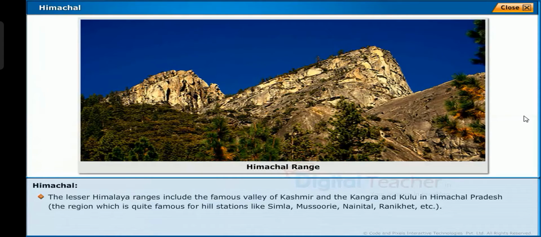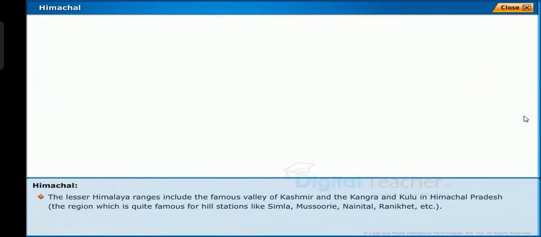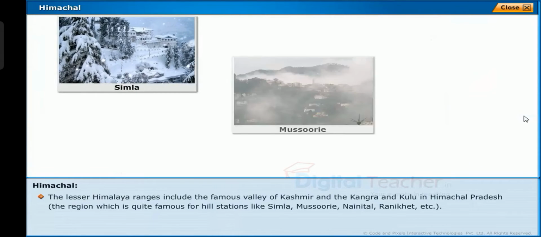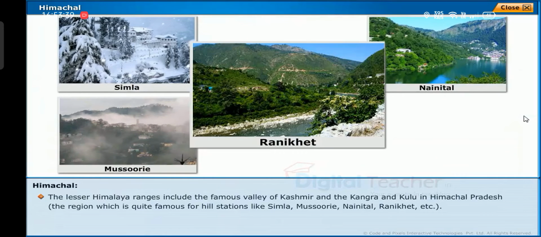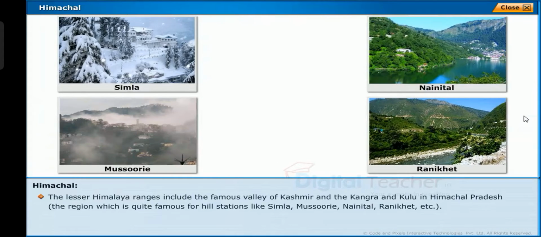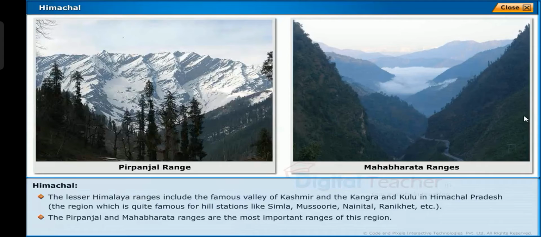The lesser Himalaya ranges include the famous valley of Kashmir and the Kangra and Kulu in Himachal Pradesh. The region is quite famous for hill stations like Simla, Mussoorie, Nainital, Ranikhet, etc. The Birpanjal and Mahabharata ranges are the most important ranges of this region. Let us now learn about the Shivalik ranges.